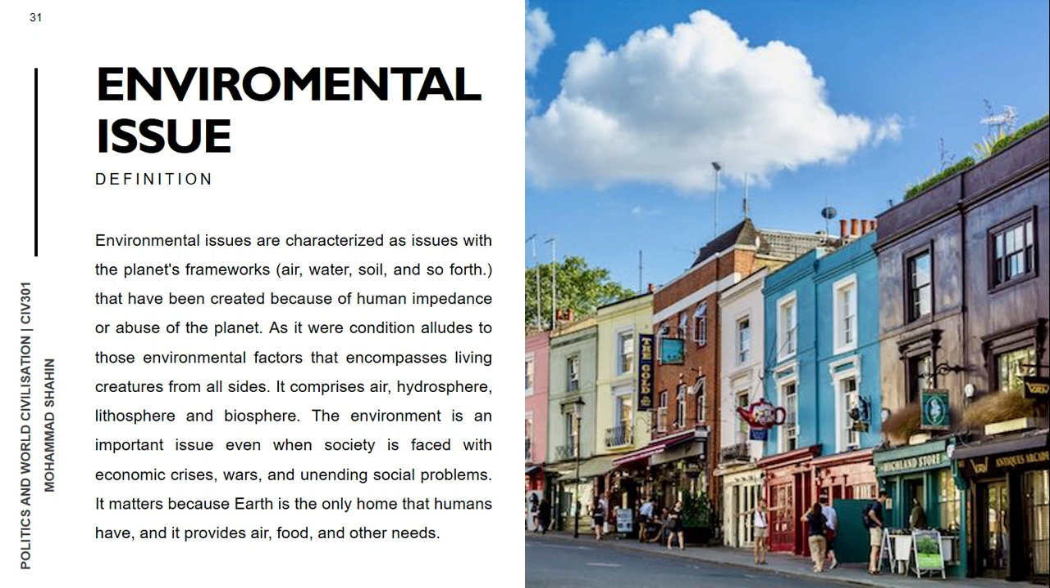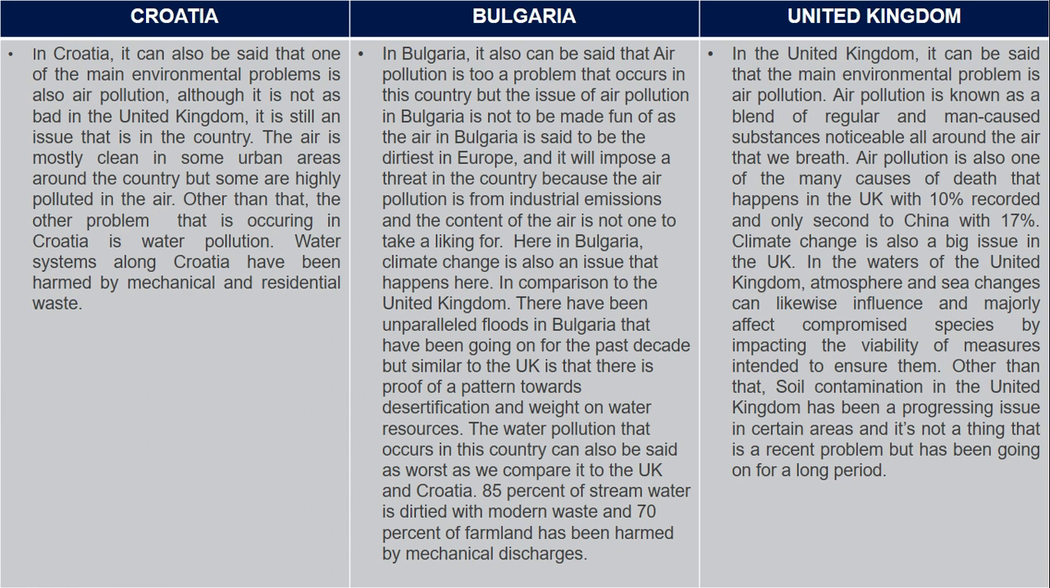It matters because Earth is the only home that humans have, and it provides air, food, and other needs. Next is Croatia. In Croatia, it is also said that one of the main environmental problems is air pollution. Although it is not as bad as in the United Kingdom, it is still an issue in the country. The air is mostly clean in some urban areas around the country, but some areas are highly polluted.